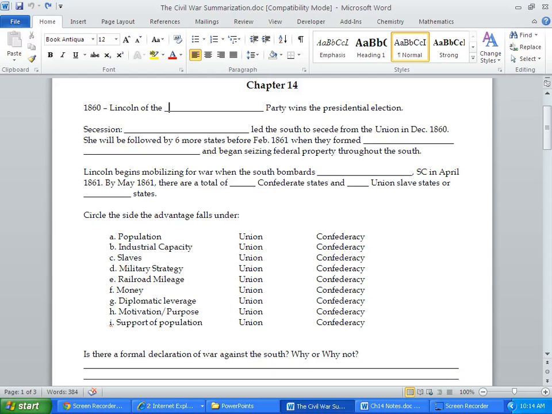You guys had left about almost an hour ago. But I want to go ahead and start going over chapter 14 a little bit with you. And as you see on your screen here, this is the summarization sheet.